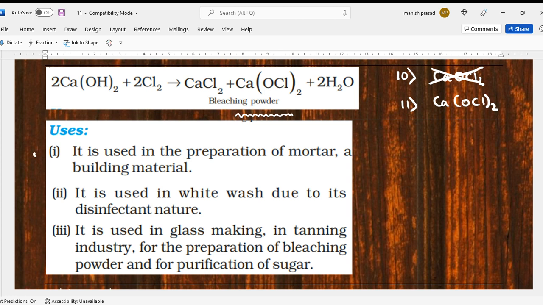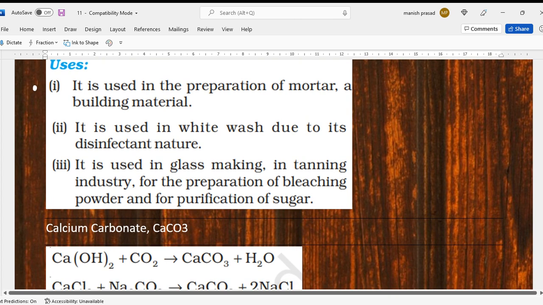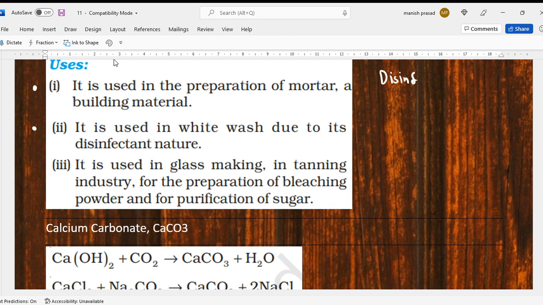Okay, Alexei, the first use beta. It is used in the preparation of mortar, a building material. Perfect. Then Ananya, the second one. It is used in whitewash due to its disinfectant nature. Okay, here I want to test your English because we are going to use it in chemistry also. What is the difference between a disinfectant and an antiseptic? Disinfectant is used on non-living things. Hota same hai. Both of them kill microbes. But a disinfectant is used on non-living things and an antiseptic is used on living things.